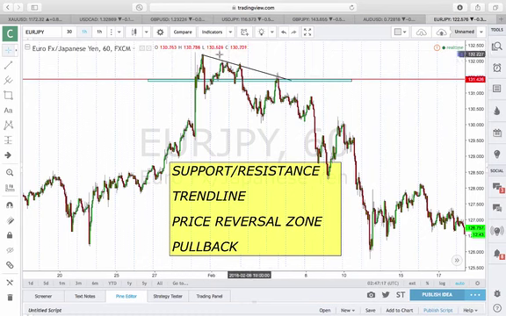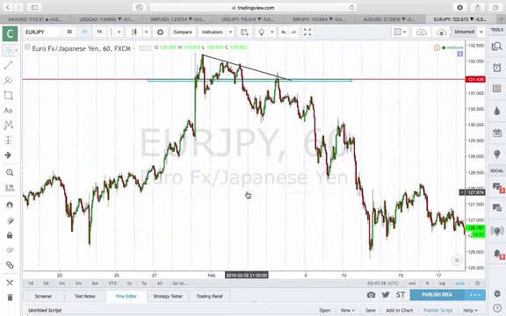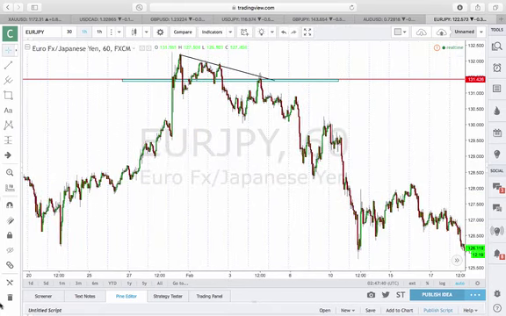I'm showing you guys with this trade setup right here how simple it is by just crossing off the checklist. Trend line, check. Resistance, check. Price reversal zone, check. And is it a pullback? Does that mean the ceiling was once a floor? Check. Awesome. All right, that is putting it all together. Let's do another example, right?